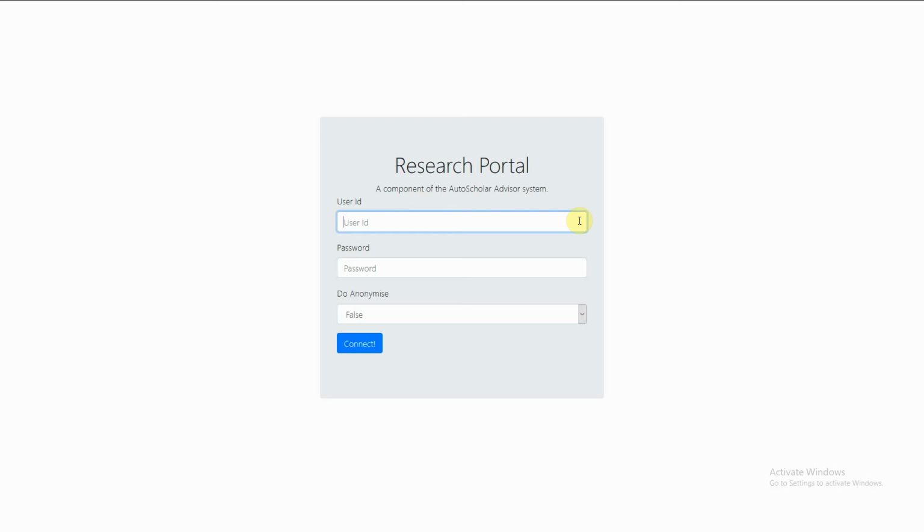In this session, we'll be using data at a variety of scales to identify the at-risk academic programs, courses, and students. And we'll be using the research portal of the Autoscholar Advisor system to do that. So just logging in here and then switching on anonymization to protect the identity of the students.